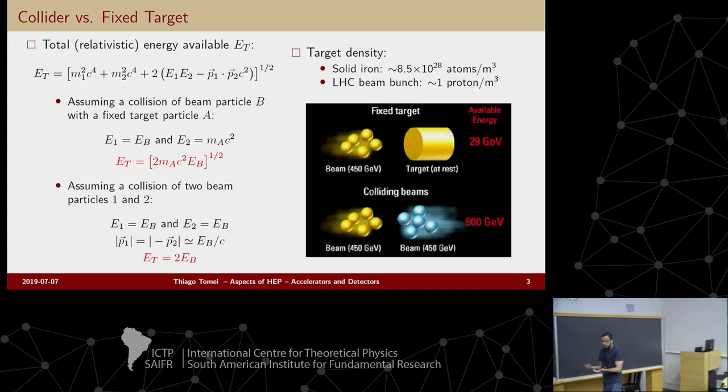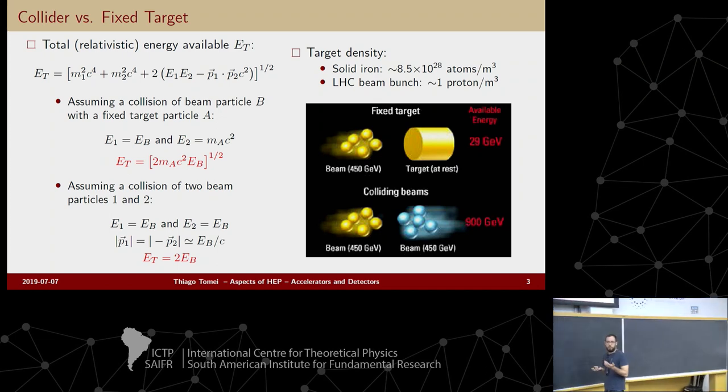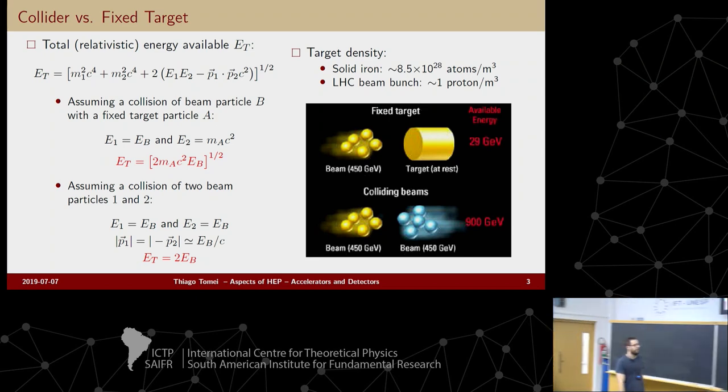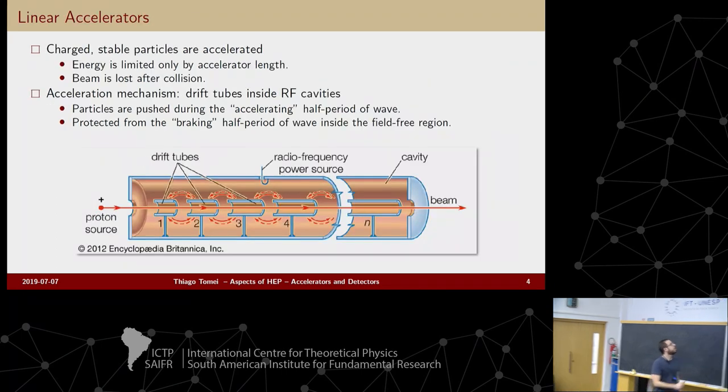So you have to make trade-offs: energy, luminosity, collision rate, how easy it is to make the collision, how much money you have available. Remember, this is the real world. You have to buy these things.